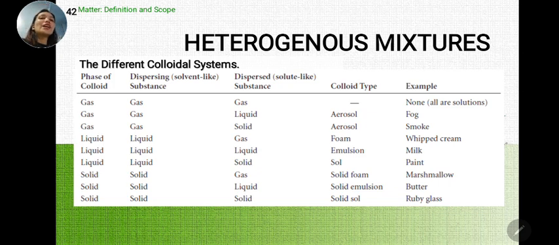So, these are the other examples of a gaseous mixture and the colloidal system. Whipped cream, emulsion. So, usually yung mga aerosol natin ay colloidal siya. Marshmallow, butter, ruby glass. Kasi kung titignan mo yung ruby glass sa light, nag-exhibit siya ng Tyndall effect. Whipped cream, smoke.